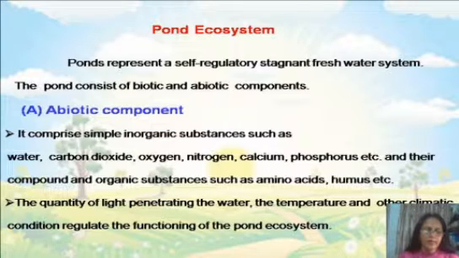So, what are abiotic components? Abiotic components comprise simple inorganic substances such as water, carbon dioxide, oxygen, nitrogen, calcium, phosphorus, etc., and their compounds, and organic substances such as amino acid, humus, etc. The quality of light penetrating the water, the temperature, and the other climatic conditions regulate the functioning of the pond ecosystem.